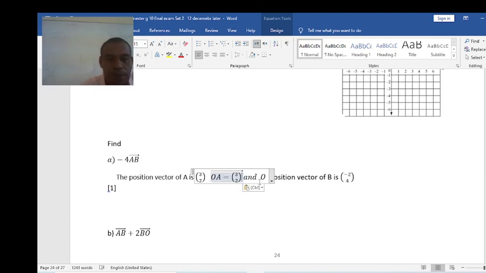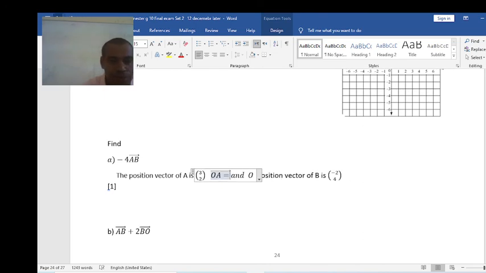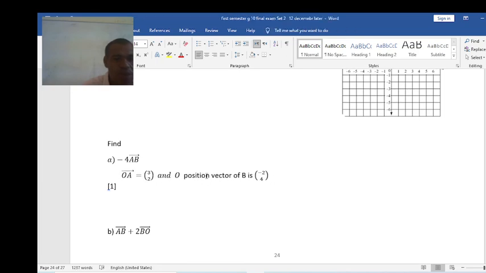Okay. Then OB. Equal, no need. Afterwards I will make equal. Now I will use this one. The position vector we wrote as OA. Now I will move to OB.